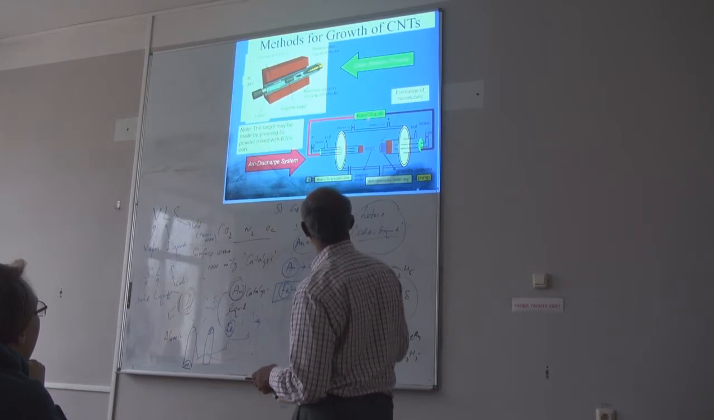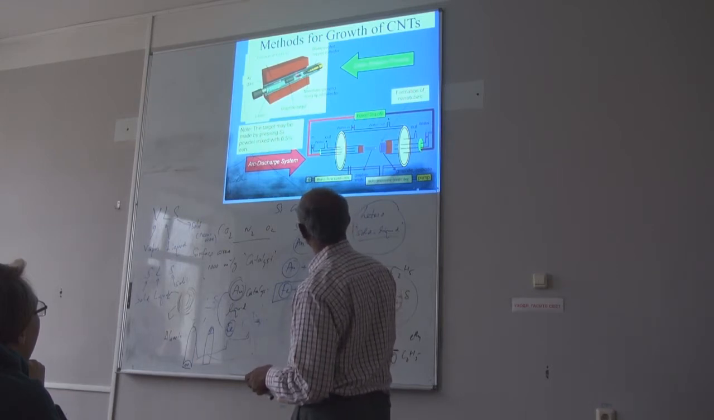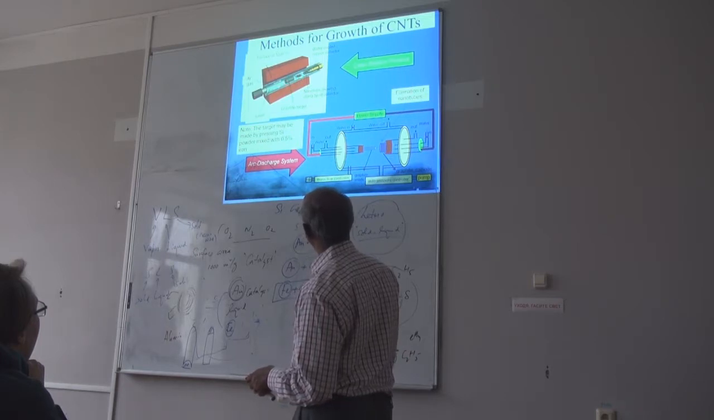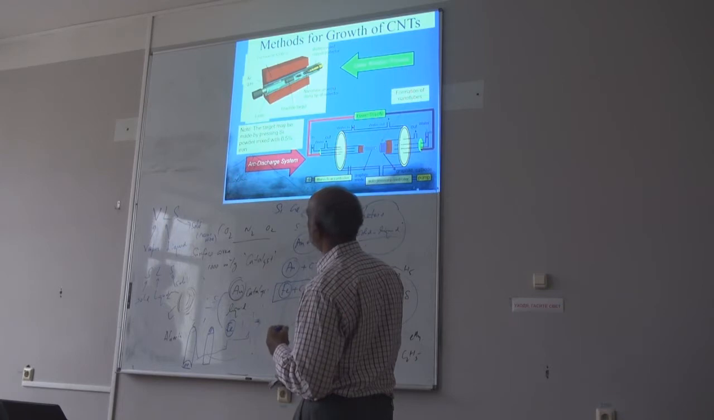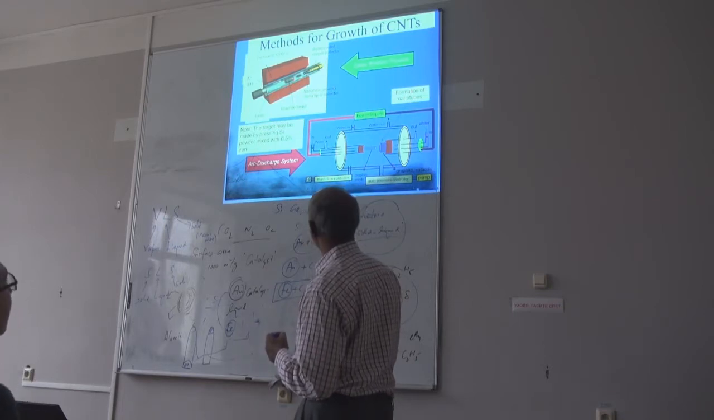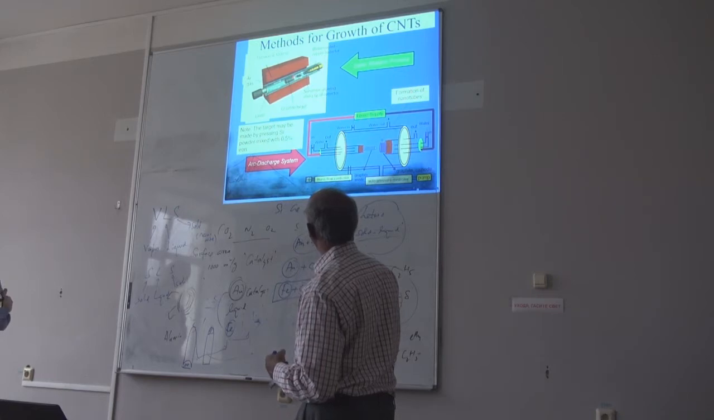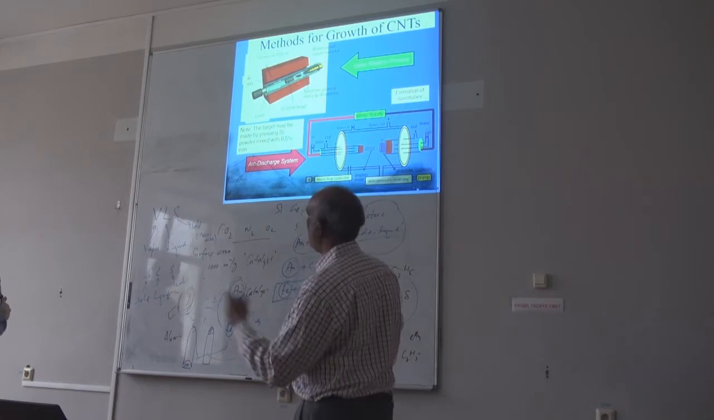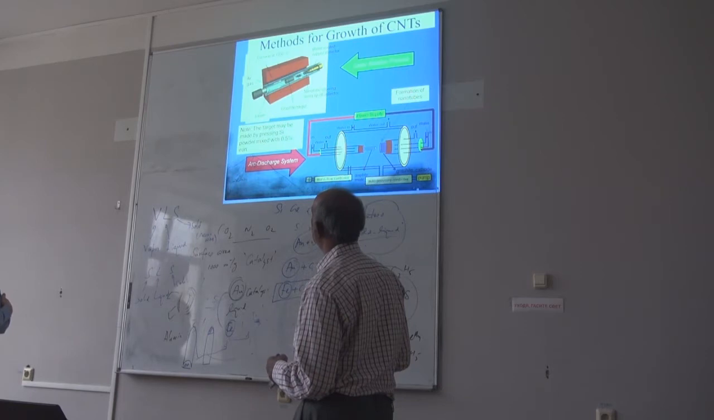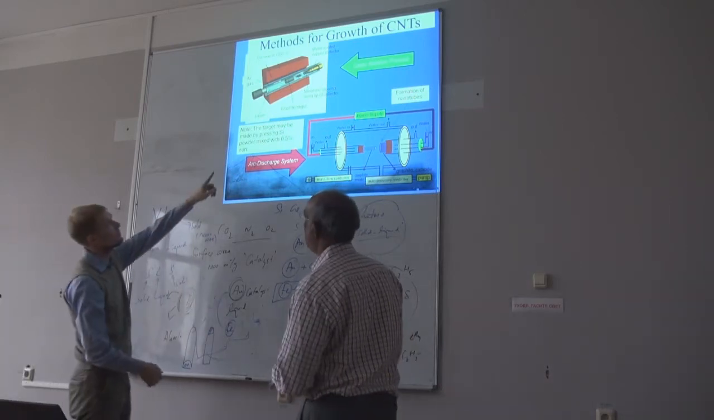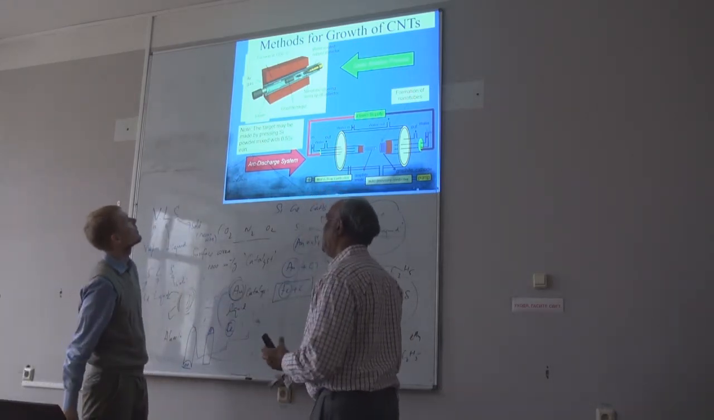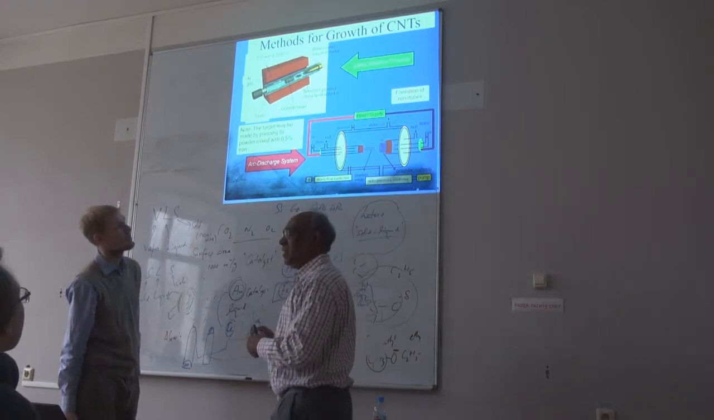Like here, you take some carbon, the graphite, you put the laser on it and ablate it, then you get carbon vapor. Then you have iron nanoparticles, and from there you grow carbon nanotubes. It's only one nanotube? No, it's a lot of nanotubes. But you can grow one nanotube like this.